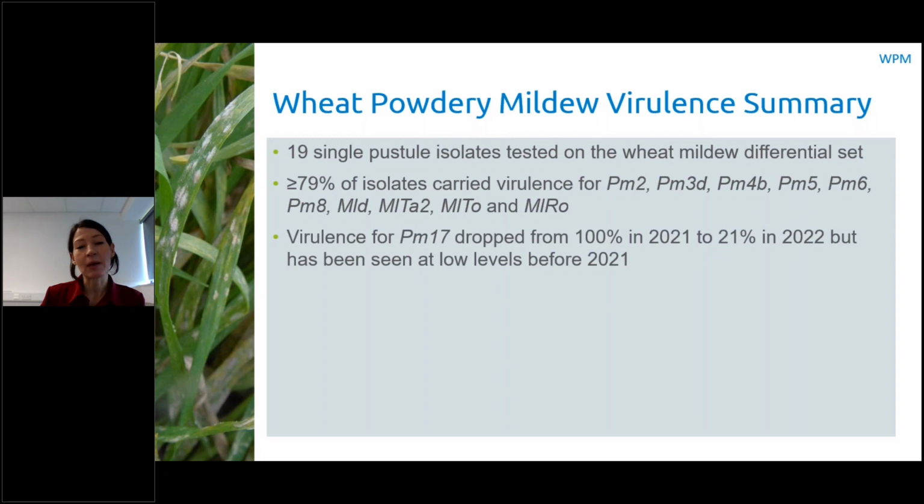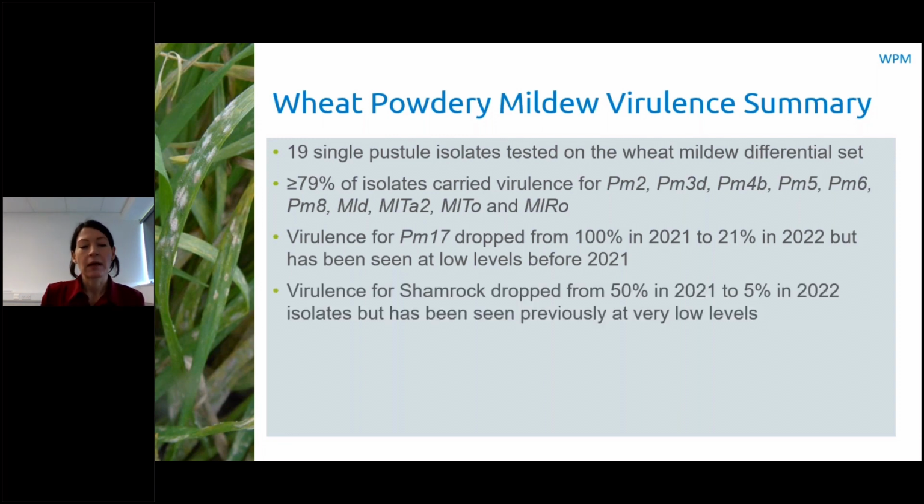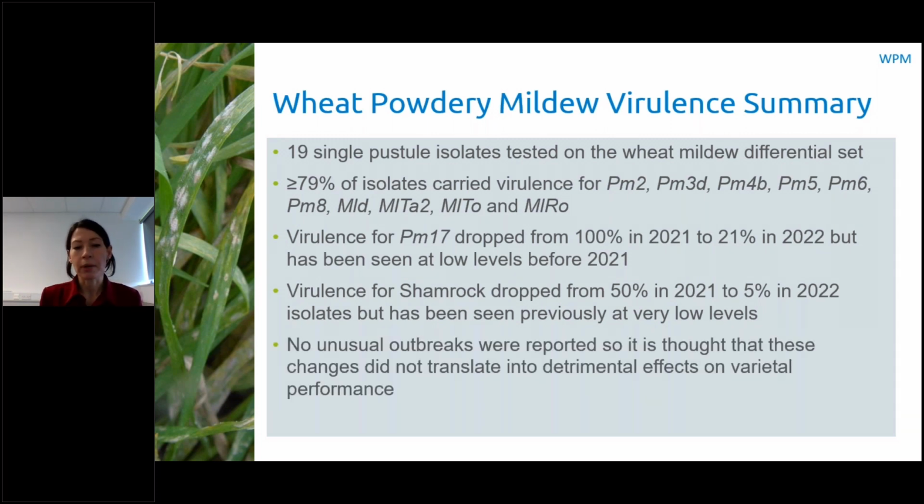Virulence for PM17, that one dropped from 100% in 2021 to 21% in 2022, but it's been previously seen at those levels before 2021, so I don't think that was anything of concern. Virulence for Shamrock, that one also dropped from 50% in 2021 to just 5% in 2022 isolates, but again, that one's been seen at previously very low levels, so I don't think that's anything to worry about. No unusual outbreaks were reported, so it is thought that these changes did not translate into detrimental effects on varietal performance. And that's it for the wheat mildew.